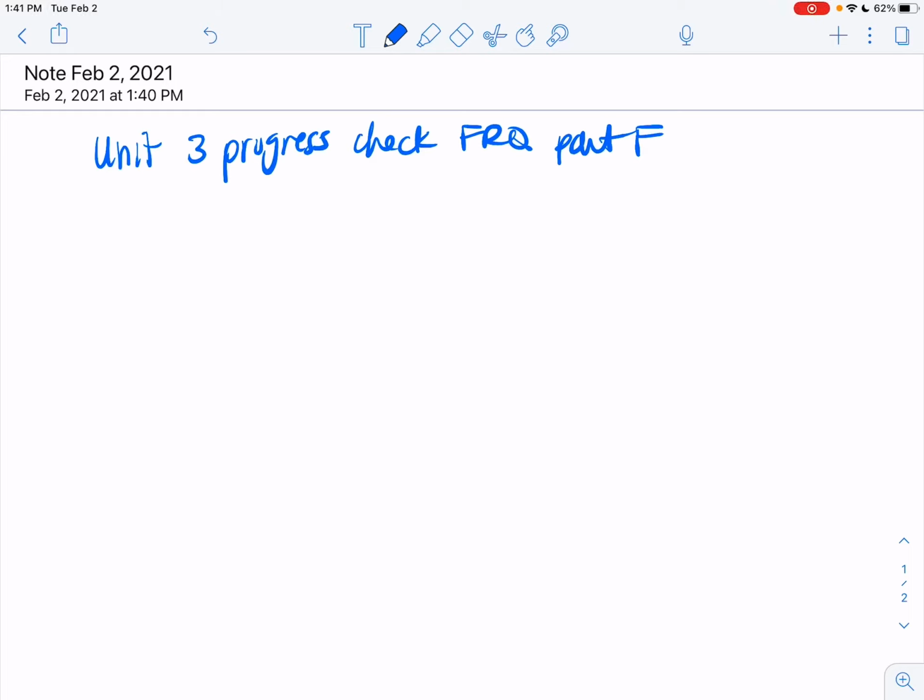Okay, so this is part F on the progress check because a lot of people are messing this one up. This was out of 3 points. It does have some calculus in it, but you could have gotten at least one of the 3, even without doing any calculus.